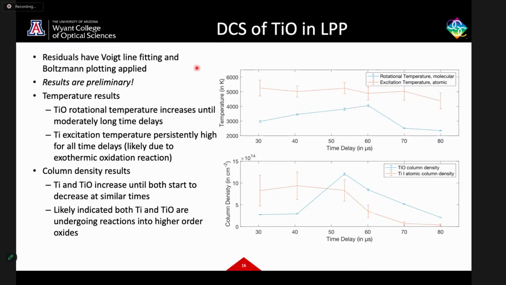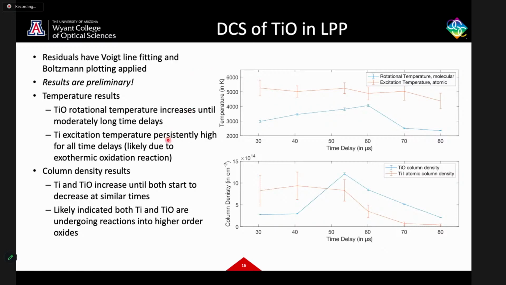These are preliminary results, so we still have some more analysis and going through plasma chemistry references to get some higher level analysis out from these results. But some initial takeaways that we have are that the rotational temperature for the titanium oxide is increasing over these moderately long time delays, while the titanium atomic excitation temperature tends to stay fairly high but fairly constant.